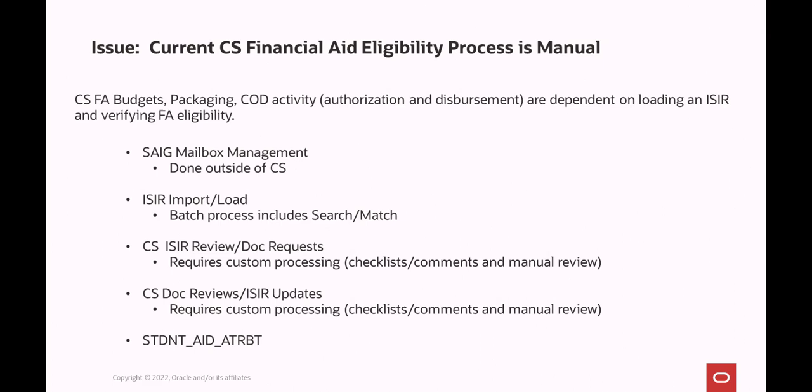Through batch processing, ISIRs are imported and loaded into CS staging tables, where CTM and search match will determine if any biodemo updates are required. Custom processes are required for ISIR reviews and requesting documents. Custom processes are required for the review of returned documents and ISIR updates. After an ISIR and requested documents have been cleared or verified, updates to the student aid attribute record are made, which will allow the student to go through CS packaging.